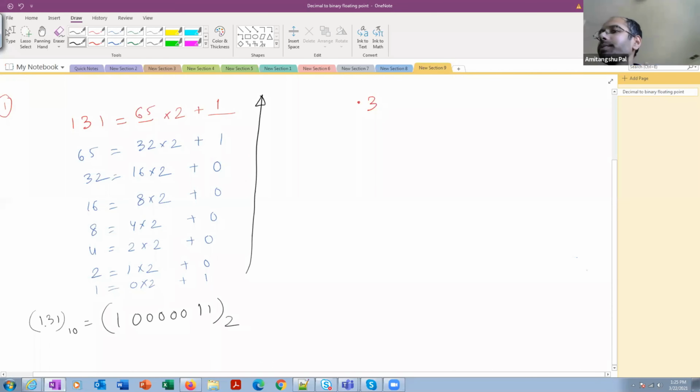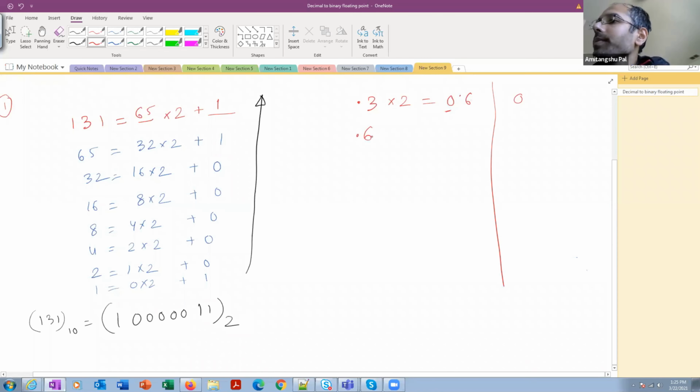Now let's convert 0.3 to its corresponding binary representation. We know how to convert from integer to binary. Fraction to binary is exactly the opposite. In that case I am dividing by 2; here I am going to multiply by 2. So the fractional part will be multiplied by 2, so it is going to be 0.6. I'm going to store the integer part over here. The fractional part will go to the next step.